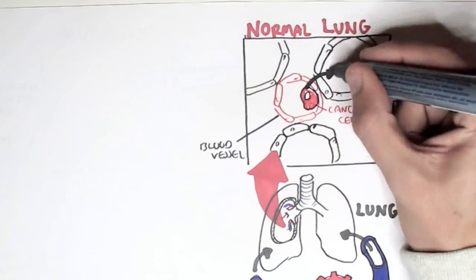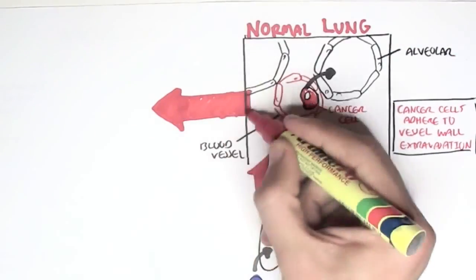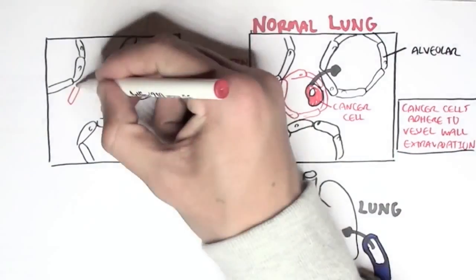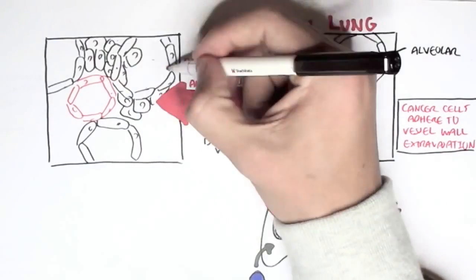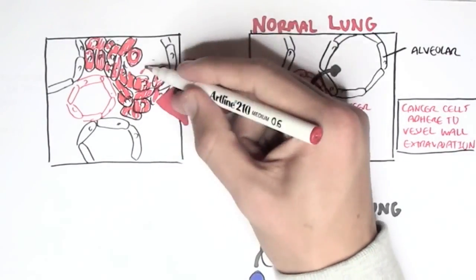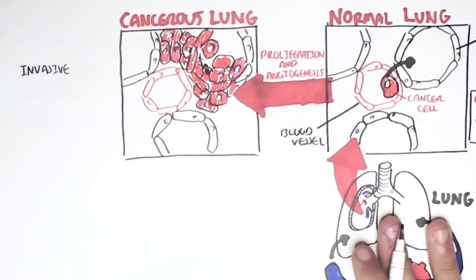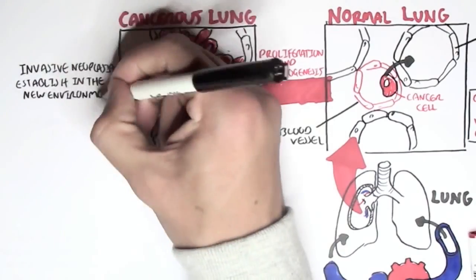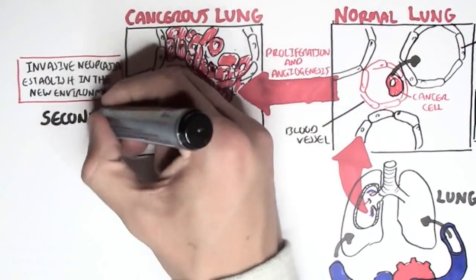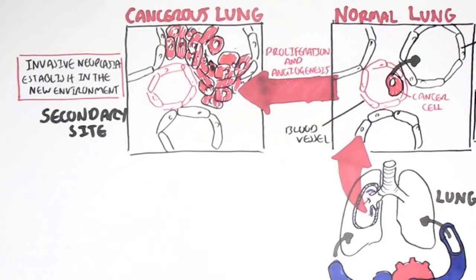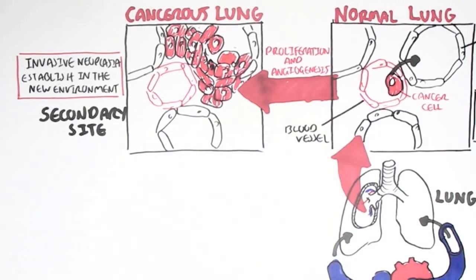From here, the cancer cells will proliferate and also cause angiogenesis, and through this it will form a tumor, it will form a neoplasia. So now this is referred to as a cancerous lung. So what happened is that the invasive neoplasia established in the new environment, and this new environment is the secondary site. Remember, the primary site was the breast, and because the cancer has spread to the lungs, it is known as a secondary site.